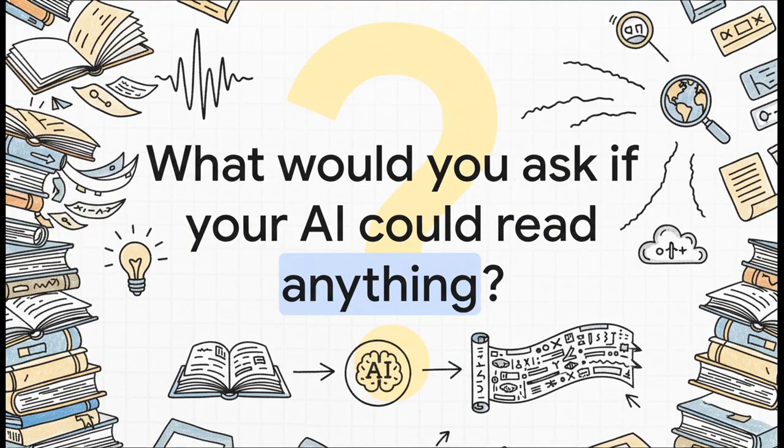So that really leaves us with a pretty incredible question to ponder. RAG essentially gives an AI the ability to read and understand a limitless, customized, and constantly updated library of information. So, what would you ask it? If your AI could read literally anything you wanted it to, what would you want to know? The possibilities are just getting started.